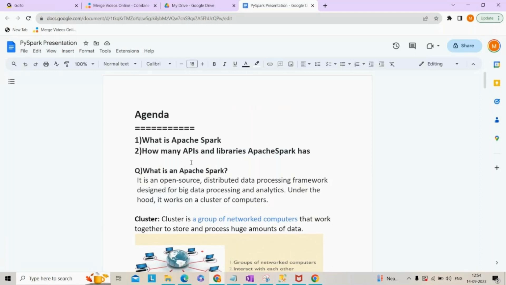Hi guys, today our agenda: what is Apache Spark? How many APIs and libraries does Apache Spark have? The first item, what is Apache Spark?